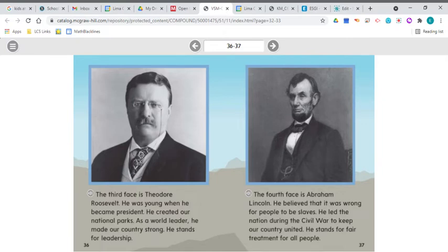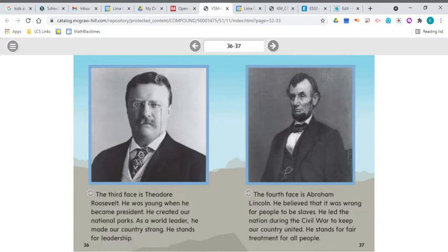He stands for fair treatment for all people. All right, I want to stop here and just think about what the author has done, his use of declarative sentences. So telling sentences, of course, are called declarative sentences. What is the end punctuation for a telling sentence? What's the end mark? A period, right? If a sentence is telling you something, it ends with a period.